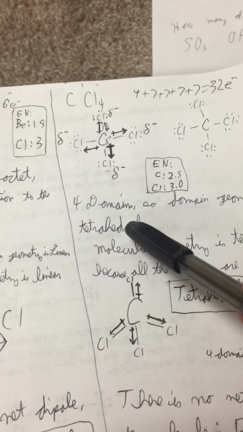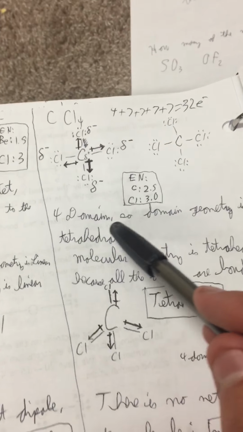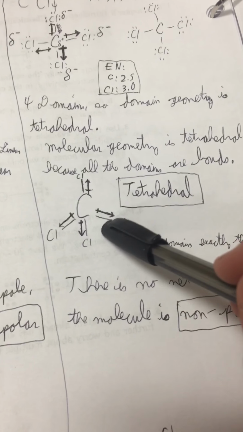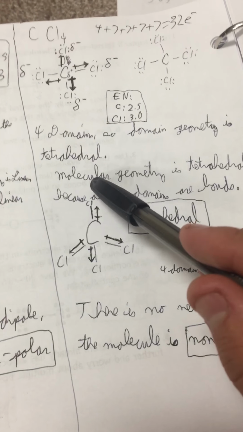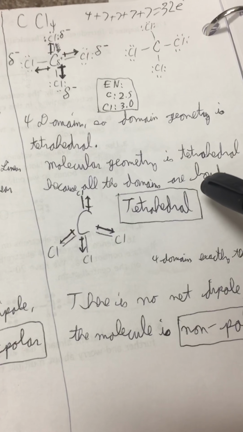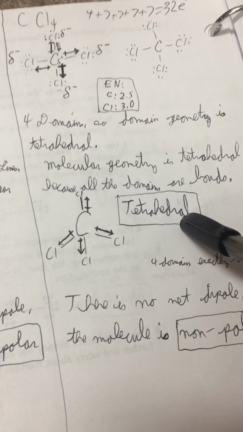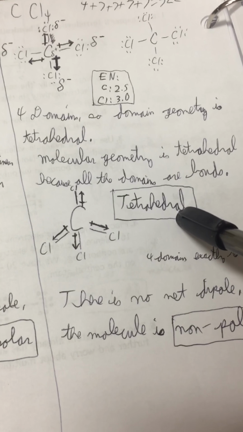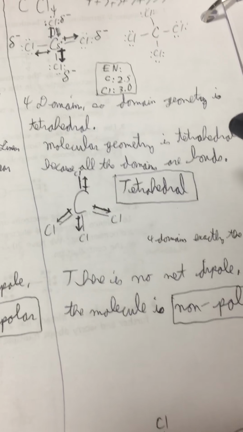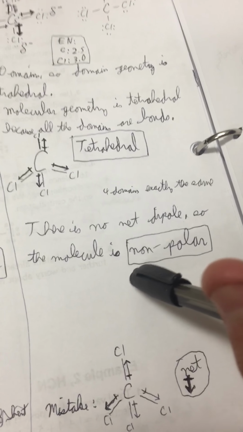There's 4 domains, so the domain geometry is tetrahedral. Then we go down here, and we can see that it is indeed tetrahedral. And the molecular geometry is tetrahedral because all of the domains are bonds. Since all the domains are the same, it is tetrahedral. This one was pretty easy to do. 4 domains are exactly the same. There is no net dipole, so the molecule is nonpolar.